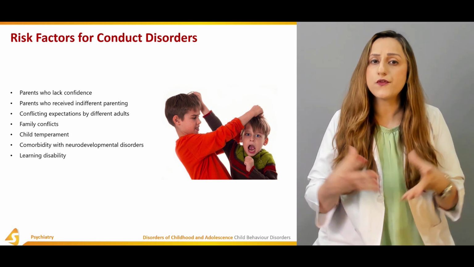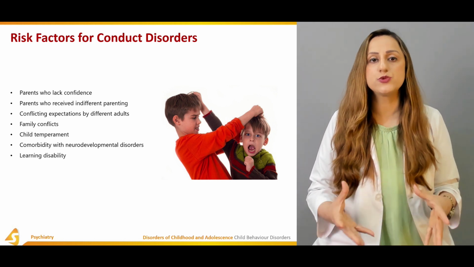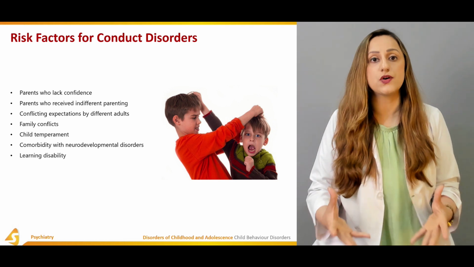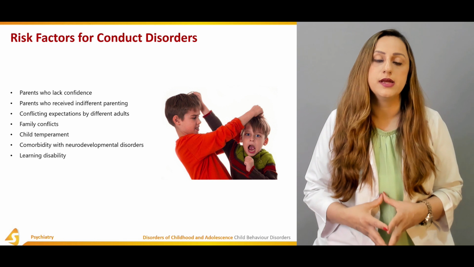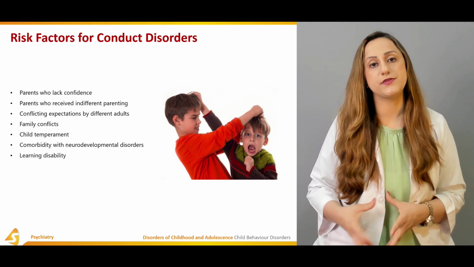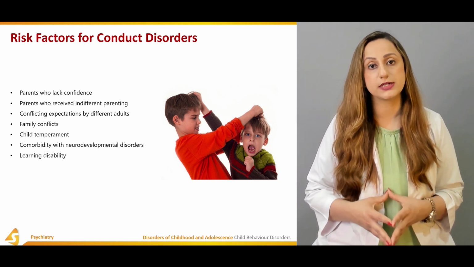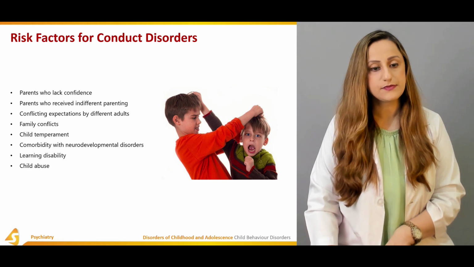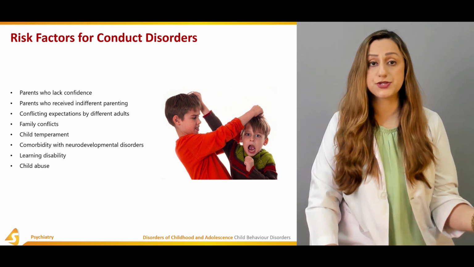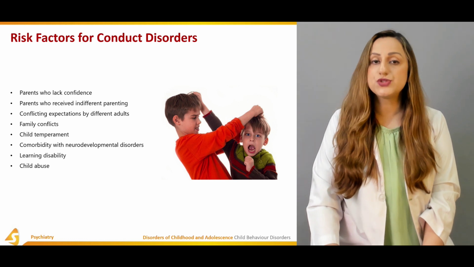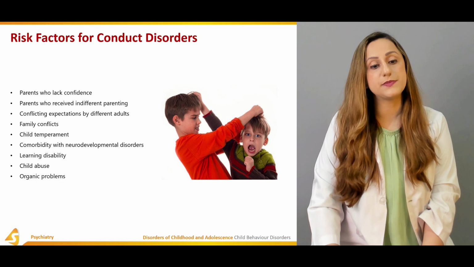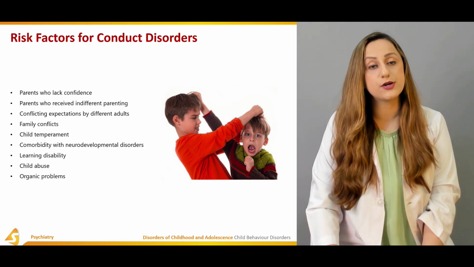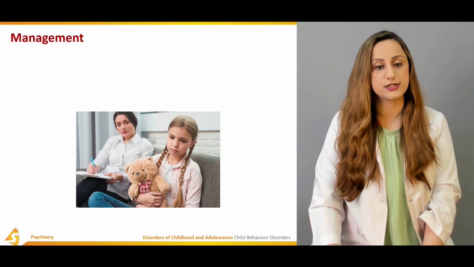If there is a lot of conflict between the individuals of the family and the adults of the family, then the child is again going to show aggressive behavior, and this willful aggressive behavior is going to result in these sorts of conduct disorders. Child abuse: collateral history again is very important to take, just to know what kind of a childhood the kid has been through. Organic problems are also going to result in these kinds of conduct disorders.